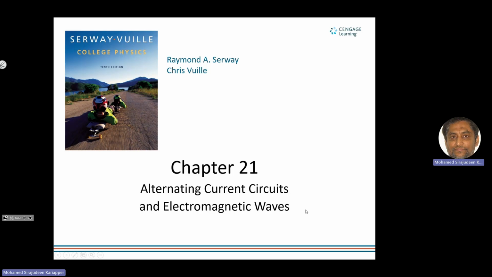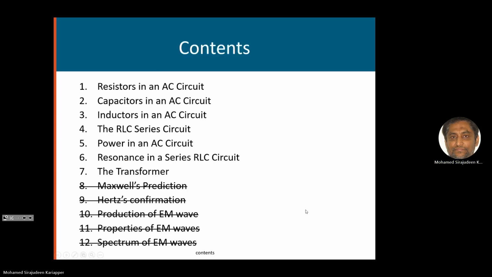This is more important because the power we get from our household circuits, what the electricity board gives us, is AC, not DC. So we need to study AC circuits. This is the contents of this chapter. It's quite a large one, but we omit a lot of it. Sections 8 to 12 are omitted, so we only cover 1 to 7. We will cover up to 3 today, and 4, 5, 6, 7 we will cover on Wednesday.